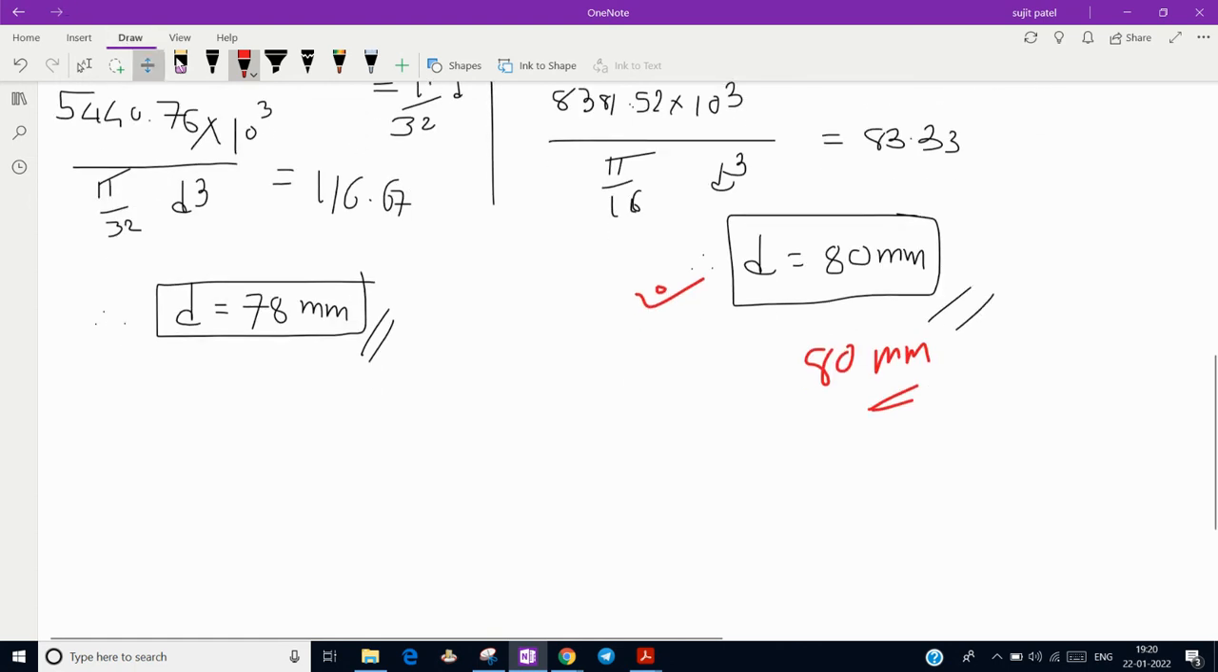In the actual exam you have to write a conclusion mark that after the calculation we have found that 80 mm diameter is suitable, and the reason is it will sustain the equivalent bending as well as torsion moment. So this is the answer.